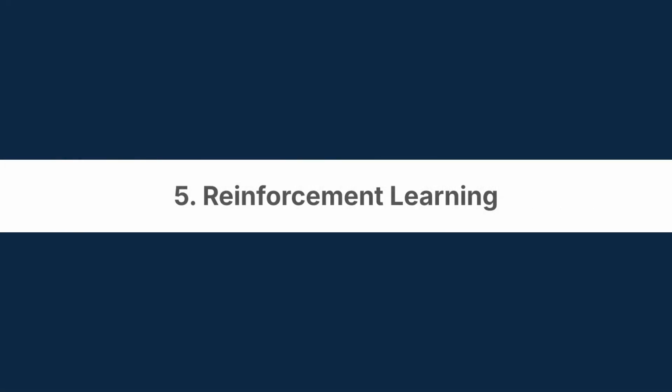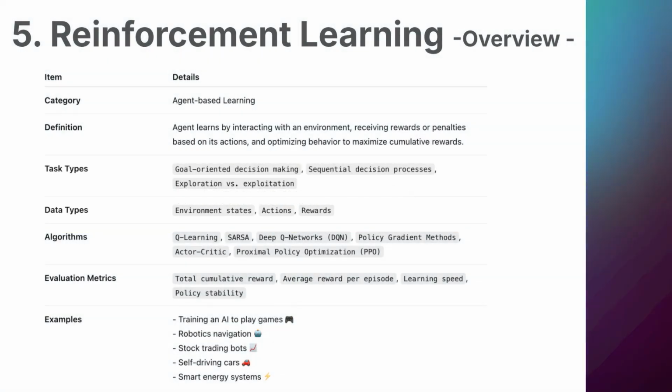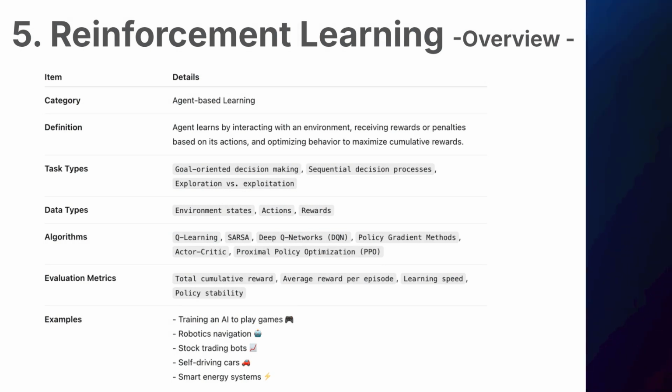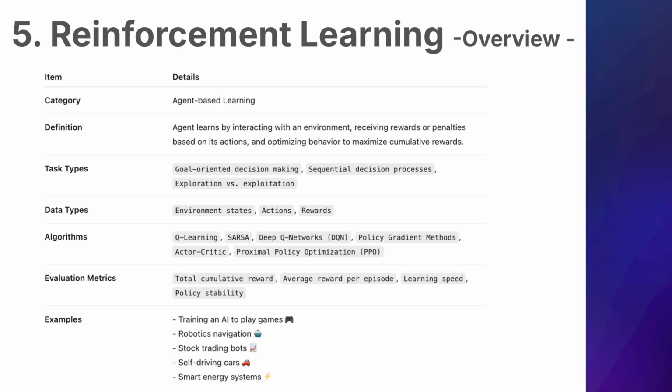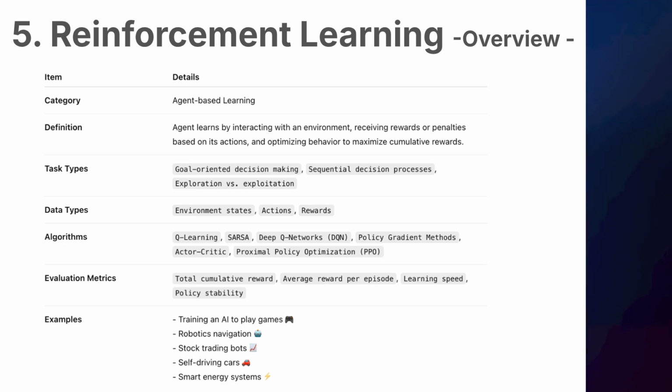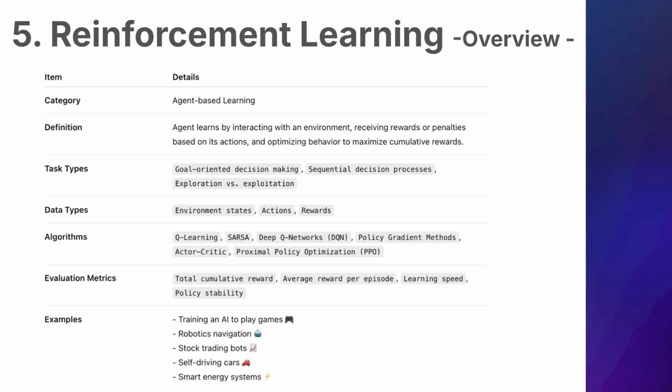5. Reinforcement learning. Reinforcement learning is a type of machine learning where an agent learns by interacting with an environment. Instead of being trained with labeled data, the agent receives feedback in the form of rewards or penalties depending on its actions. Over time, it learns to take better actions to maximize its cumulative reward. This learning process is centered around three key components.